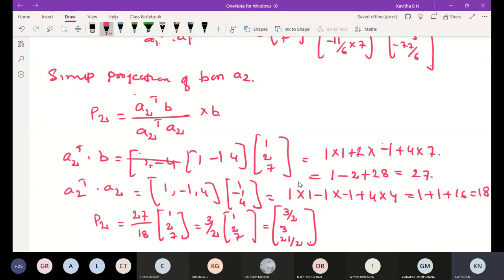Okay, here find P2. P2 is equal to, just now we found A2 transpose B, write down here, 1 minus 2 plus 28, which is 27.